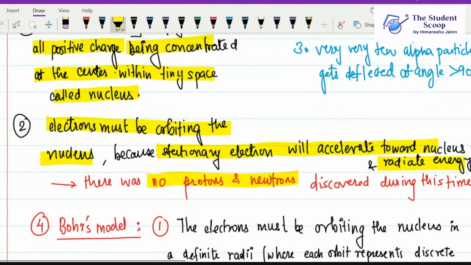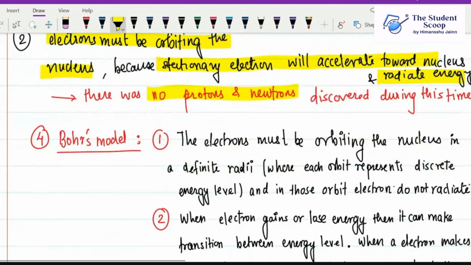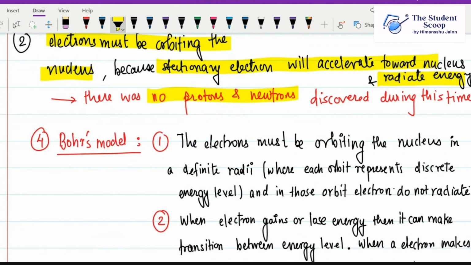Then after 5-10 years, Bohr was developing a model where he saw a spectrum of hydrogen gas, which encouraged him to develop a model. What he suggested is that the electrons must not be moving in random orbits, but must be orbiting the nucleus at very definite radii. Each orbit describes a discrete energy level, and in all those orbits, electrons do not radiate.